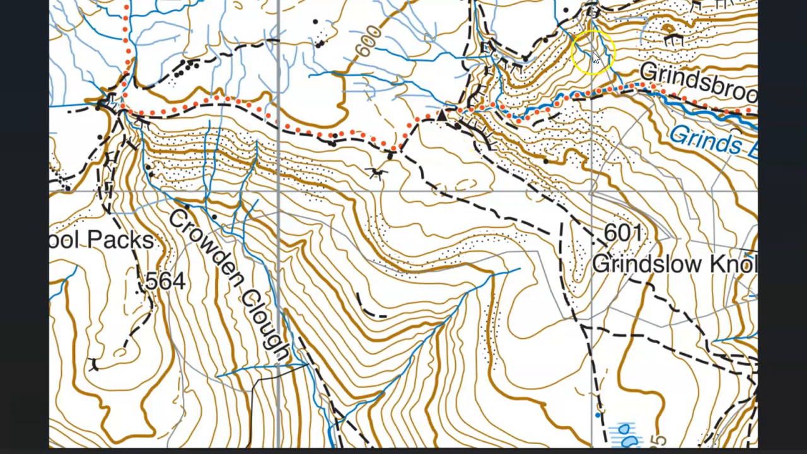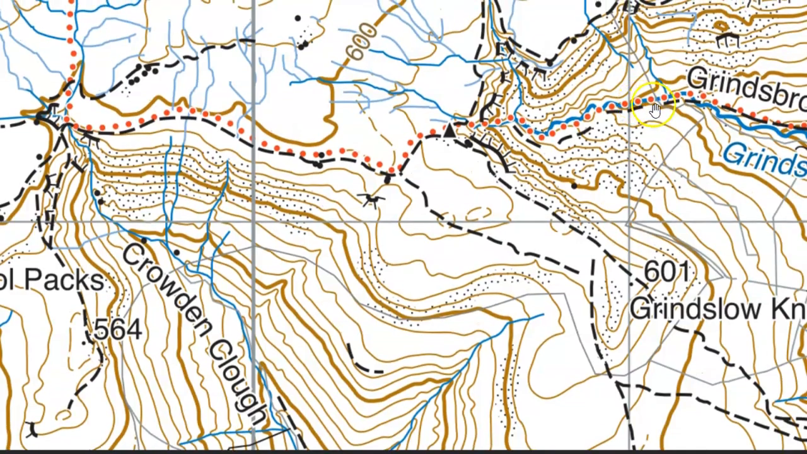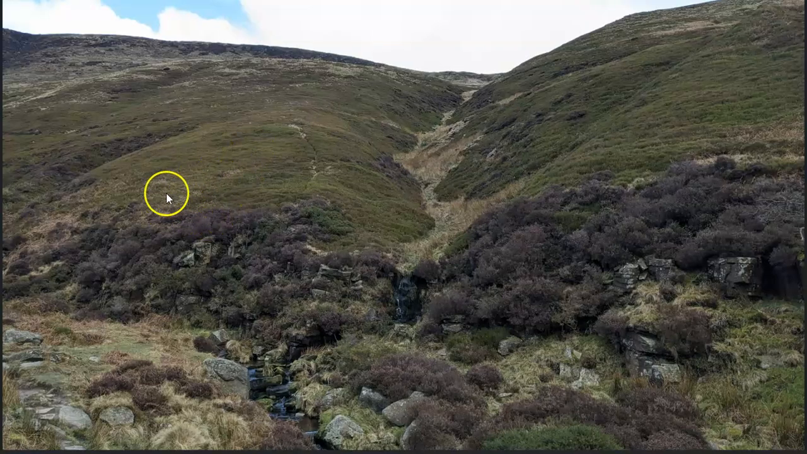And another thing, if we look here to the left of this stream, there's a grey line. Let me zoom in a little bit for you. So this grey line, which is a non-maintained boundary, so wall or fence line, is very close on the left hand side of that stream. So would we expect to see that on the photograph? Well, there is nothing. There's just bilberry and heather here on the left, so there's no evidence of a wall coming down there.